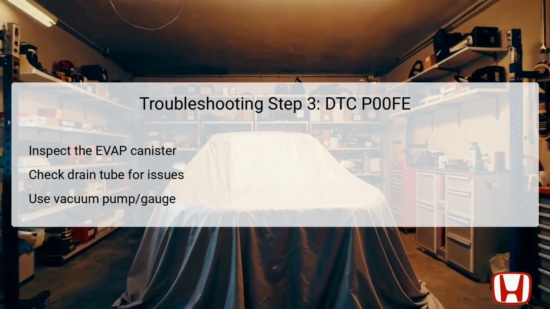In the third troubleshooting step for DTC P00FE, the focus shifts to the EVAP canister. Disconnect the fuel vent tube and the drain tube from the EVAP canister for a thorough inspection. A vacuum pump or gauge should then be connected to the drain tube port to assess its condition under pressure. When applying pressure, the expectation is for the system to hold without any abnormal readings.